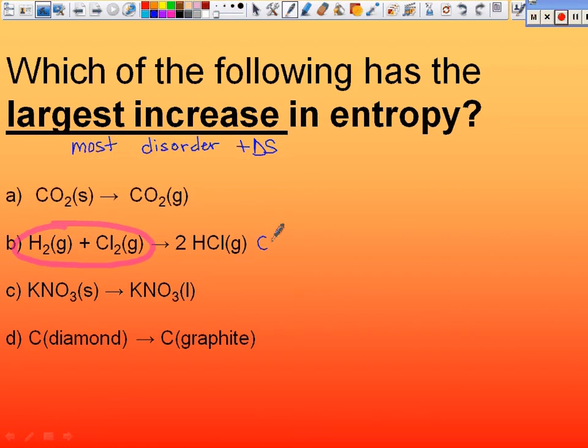You go from a solid to a liquid. Now, is solid to liquid as much disorder as a solid to a gas? No, so we can also get rid of C. And then D, we're going from diamond to graphite. What state of matter are both of those? Solid. So we're going from something that's solid to something that's also solid. So is there as much change? No. So A is your correct answer.